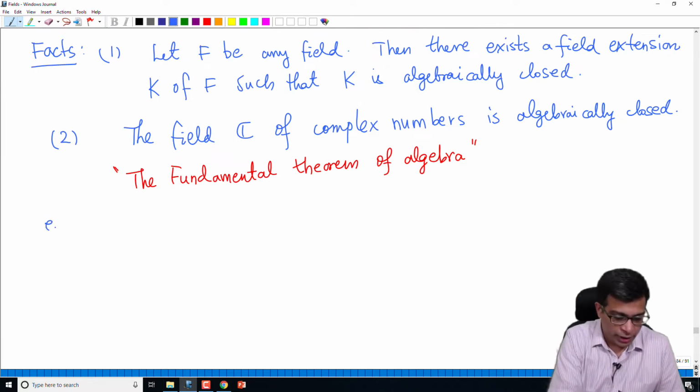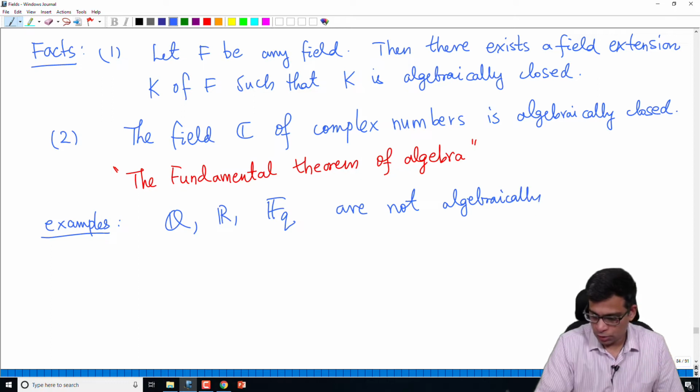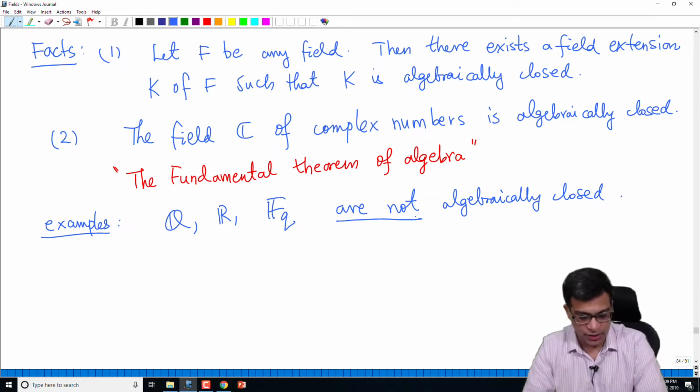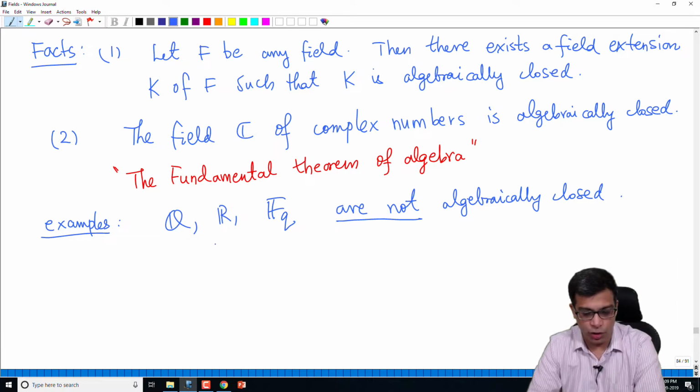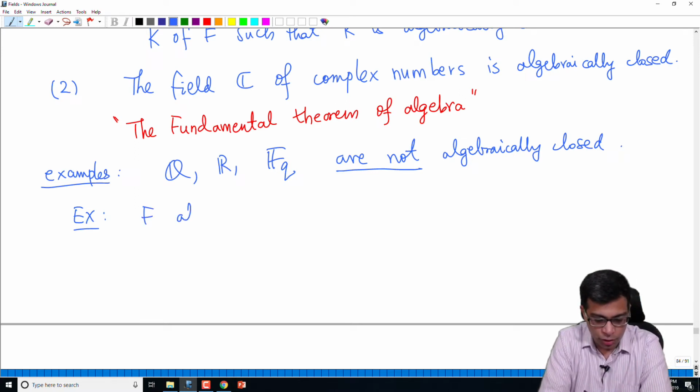Okay, these two facts we will use, and as examples of non-algebraically closed fields, we immediately see that Q, R, Z mod p, and more generally F_q, are not algebraically closed. Okay, so these are standard fields that we study, but they are not algebraically closed. I will leave the explanations for you. R, for example, is not algebraically closed because x squared plus 1 has no root. There are degree 2 polynomials which do not have roots in R, so that's not algebraically closed. F_q is not algebraically closed because it's a finite field. One can show that as an exercise. I will not do this, but I will leave this for you. F algebraically closed, which I'll shorten like this, implies F is infinite.